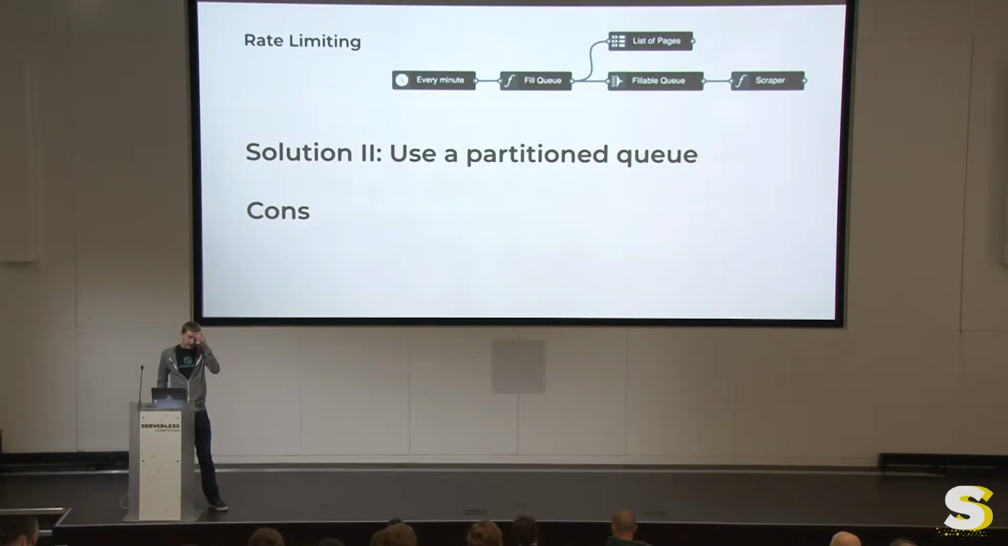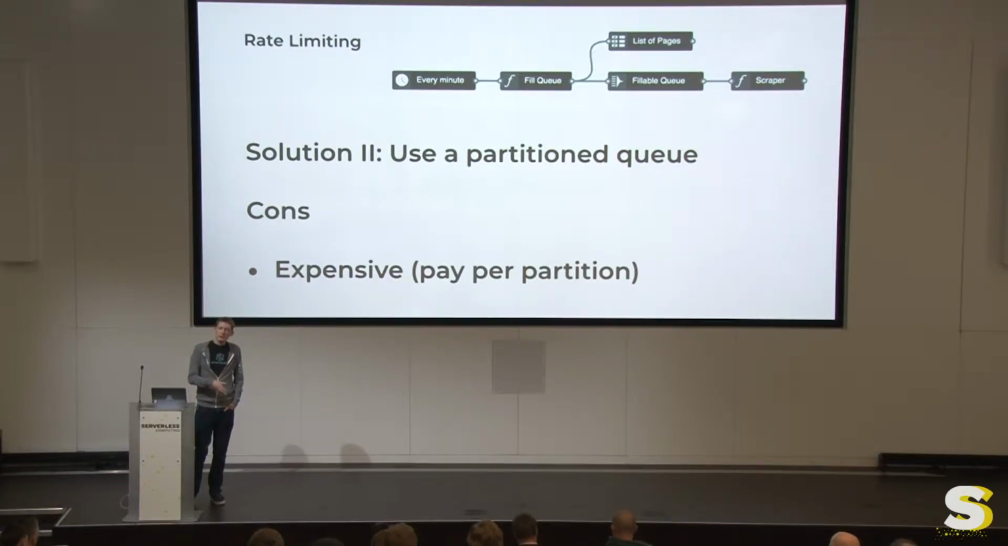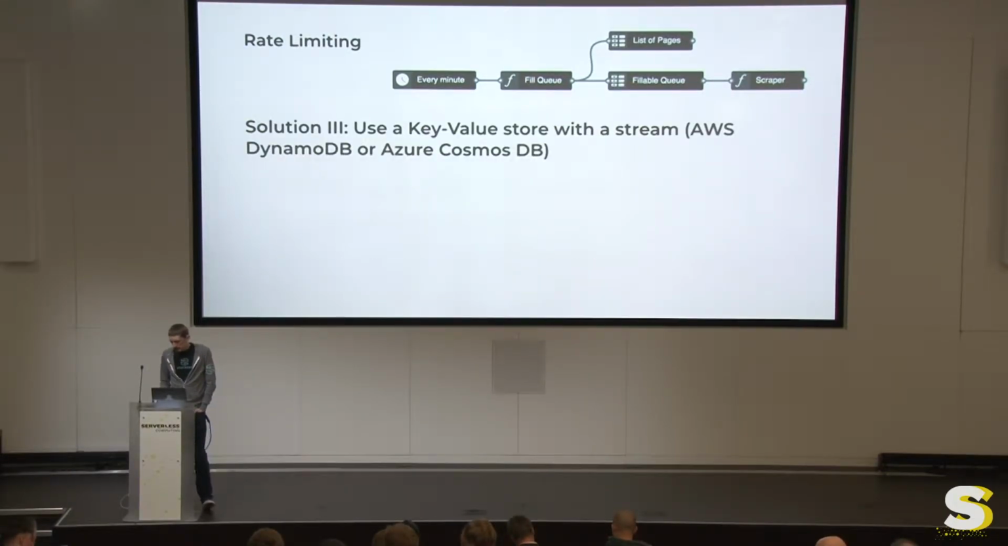But on the con side, it's extremely expensive because with AWS Kinesis Streams and Azure Event Hubs, you pay per partition. And at least in the case of Kinesis Streams, every partition is about $11 a month. So you're paying now $5,500 a month just in streams. So it's probably not a solution that's going to work well. So let's look at another option.